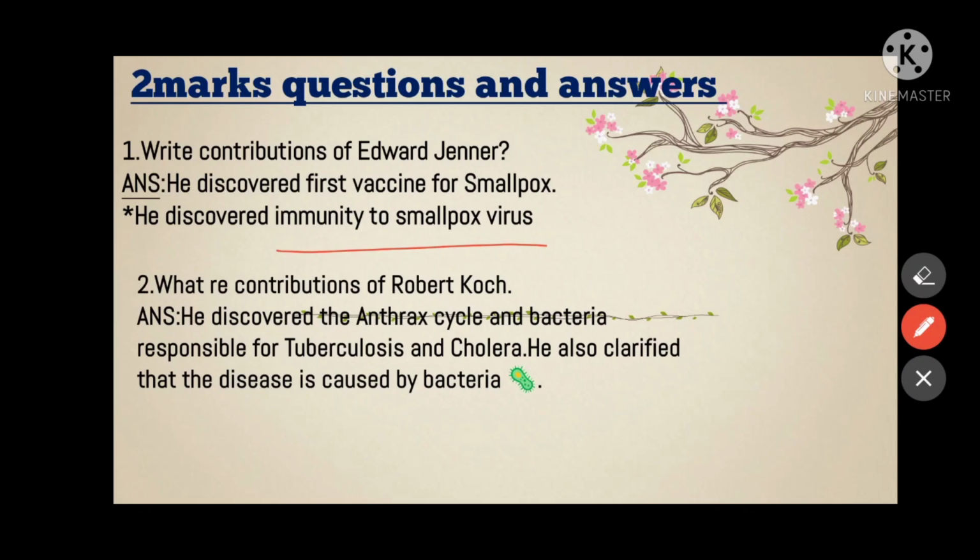Enough. The second question: what are the contributions of Robert Koch? He discovered the anthrax cycle and the bacteria responsible for tuberculosis and cholera. He also clarified that disease is caused by bacteria, meaning bacteria cause the disease. This was discovered by Robert Koch. Koch's postulates, you can write those also.